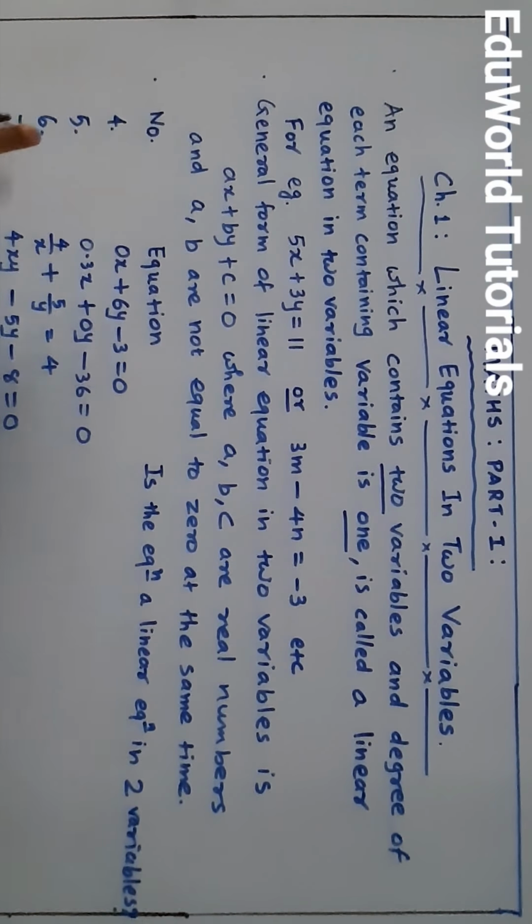So consequently 4, 5, 6, 7 examples I have written. In the fourth one, I am not writing this part which you will complete in your textbook or in your notebook. Is this a linear equation in two variables? Your answer should be no. Why it is no? Because the equation reads 0x plus 6y minus 3 equal to 0. Now 0x means no term. 0 into anything is 0. So this equation contains only one variable. So your answer should be no, as the equation contains only one variable.